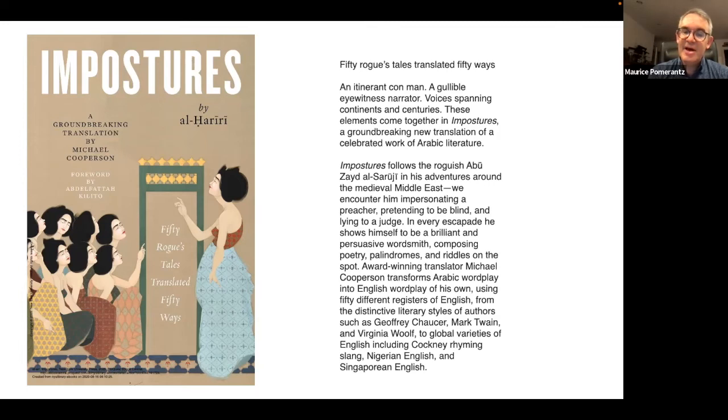What he did was think about showing off in the English language. If this work showed off in the Arabic language, which it did, Cooperson showed off in the English language, and he used many, many different styles of authors in English, such as Geoffrey Chaucer, Mark Twain, Virginia Woolf, and global varieties of English, including Cockney, Nigerian English, and Singaporean English. I'll send you a video if you'd like to watch it, which is a remarkable video. I wanted to show it to you tonight, but I don't think we'll have time, and you probably won't be able to hear it.